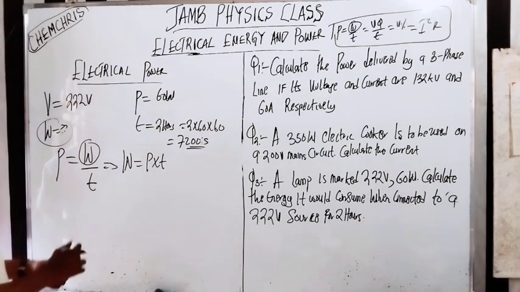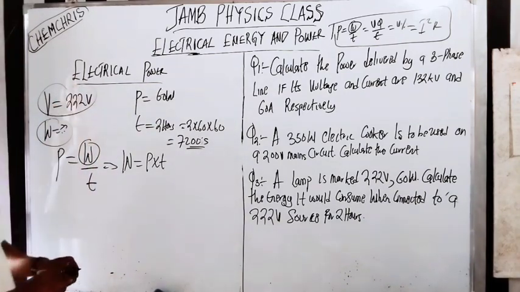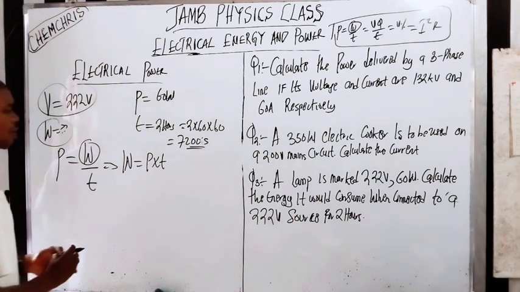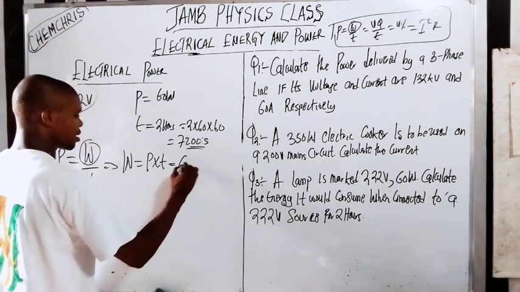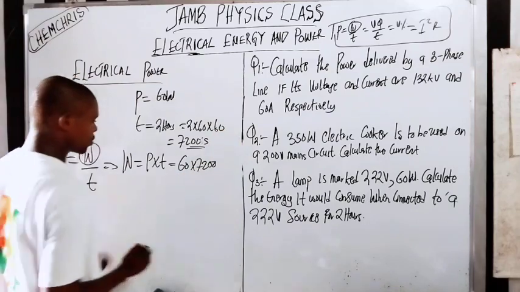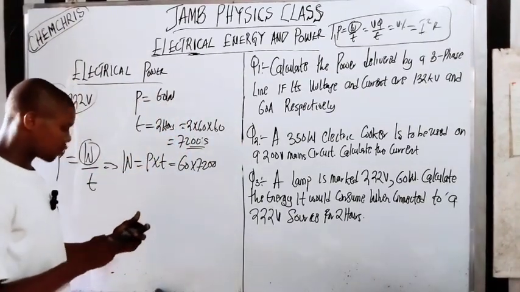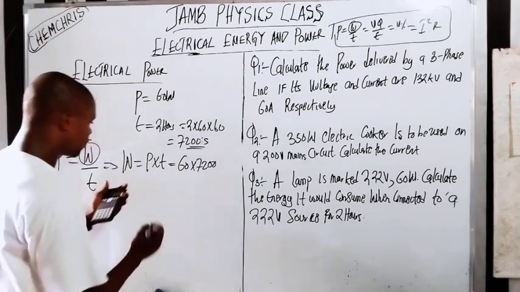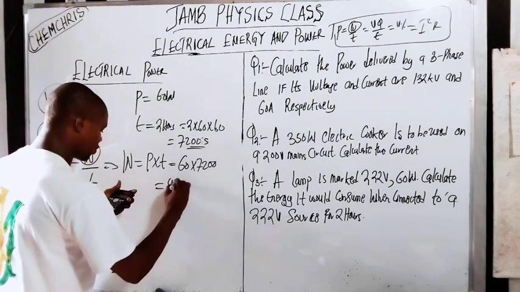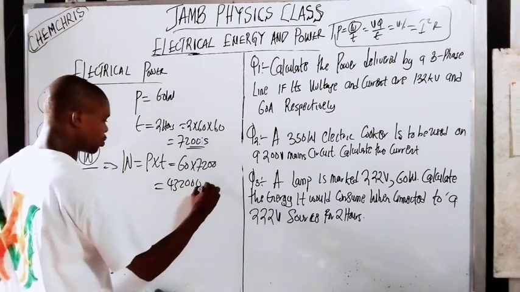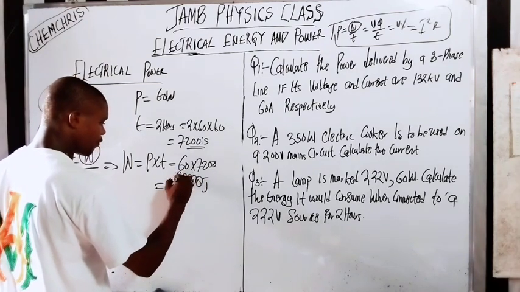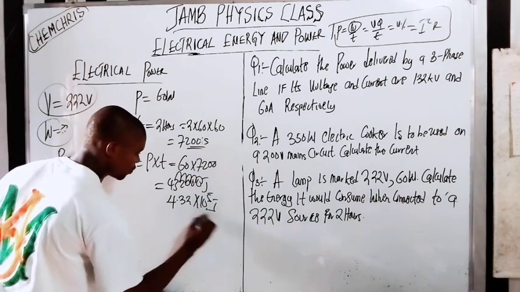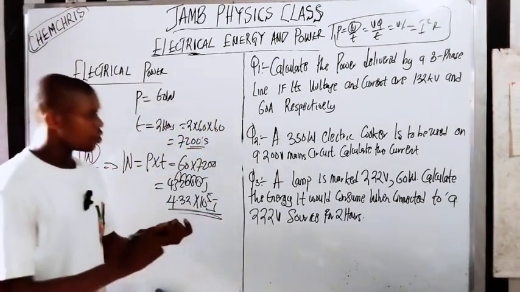So it means that in this question we don't really need the voltage before we can calculate the work done, because here I already have my power and I already have my time. So it's going to be 60 times 7200 seconds. Multiply it and get your answer. 60 times 7200, here we have 432,000, which is in joules. 1 2 3 4 5. So it will be 4.32 times 10 to the power 5 joules. That is it. So you can see how easy it is.